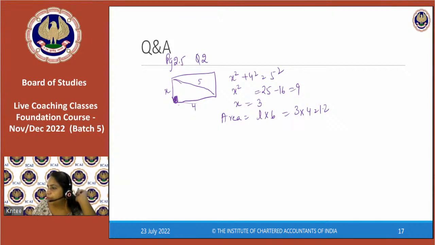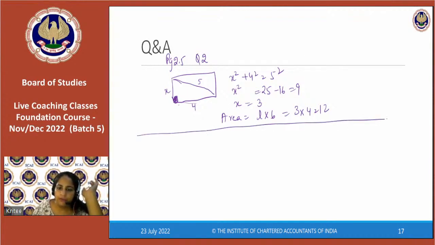Then 2.5, 4, 5, 6. You want me to do all the questions, I think. Why are you people not practicing on your own? I've been watching this in all the classes. You are asking each and every question.